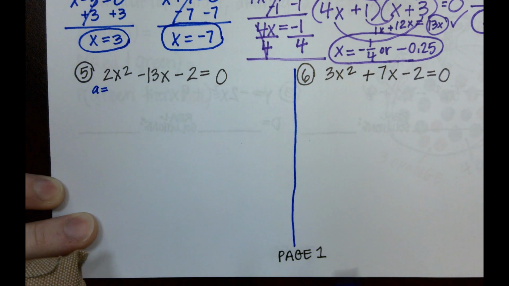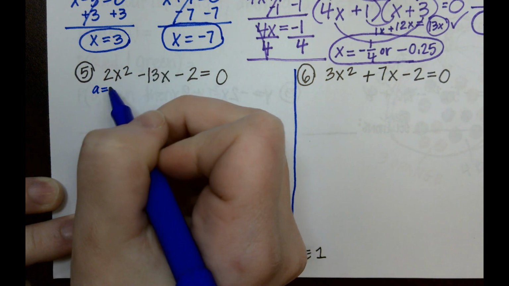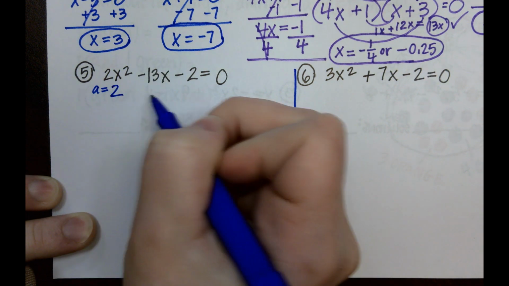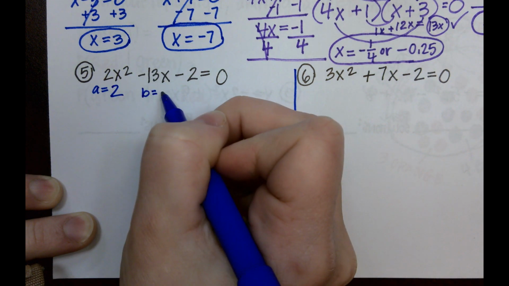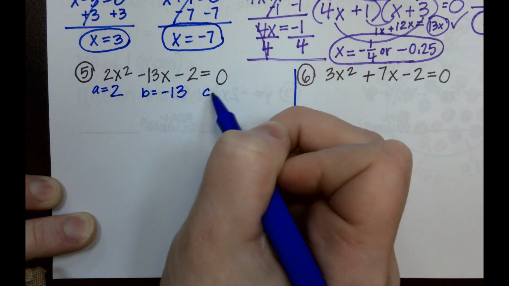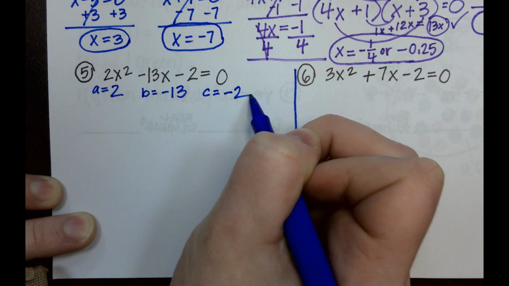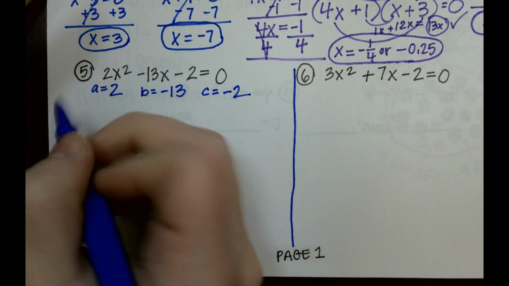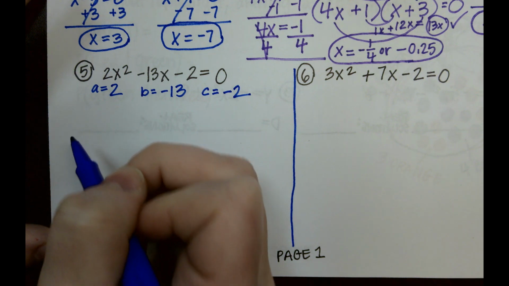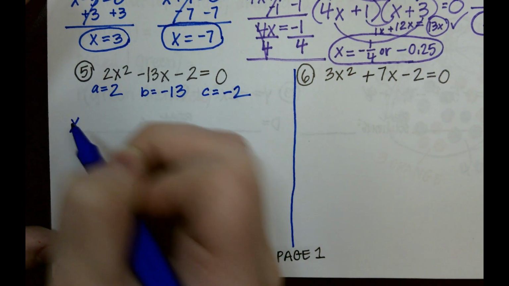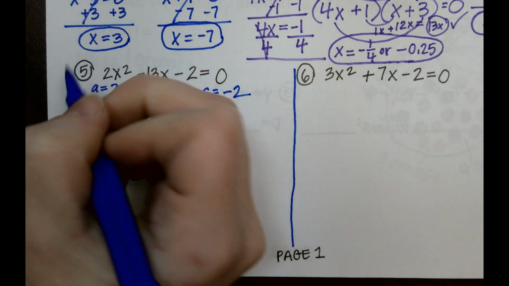So for A, what value do we have? 2. How about B? -13. Good, negative 13. And C? Negative 2. So, yes, the formula. So let's go ahead and write that out and leave some blanks.